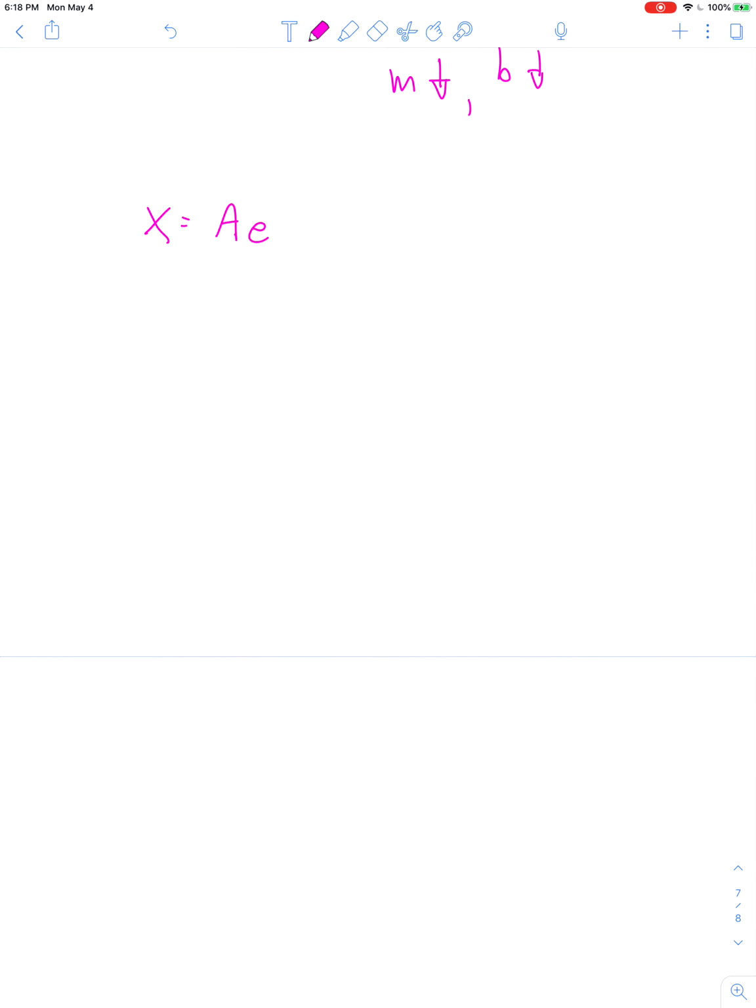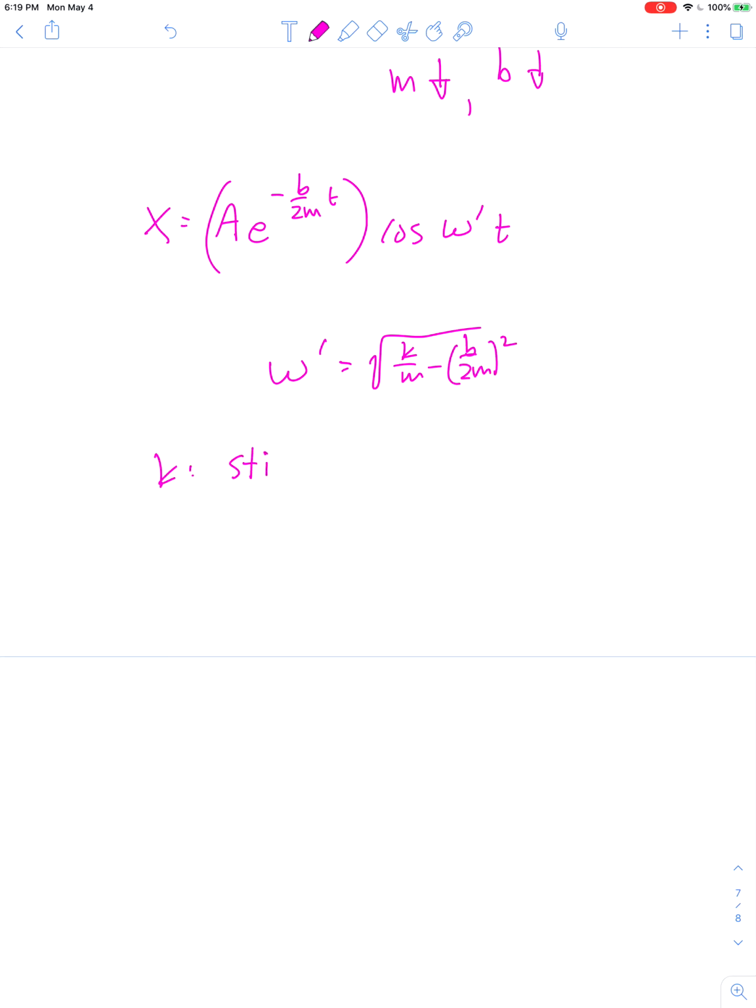So this represents critical damping, and this equation here, I should write it again, x equals A e to the negative b over 2m t quantity times cosine omega prime t, where omega prime is the square root of k over m minus b over 2m quantity squared, where k is the stiffness of the spring, m is the mass of the whole system, and b is the drag coefficient. So watch the other videos that I've linked on critical damping to try to get a more practical understanding of what this is all about.